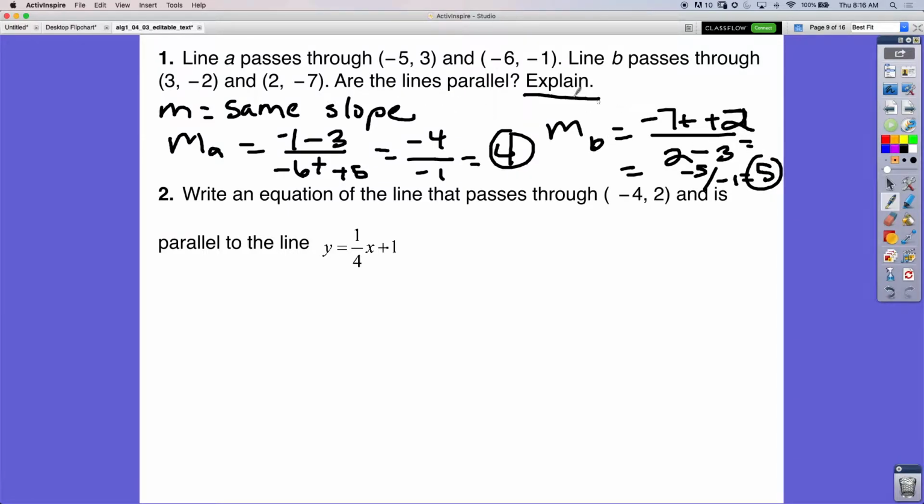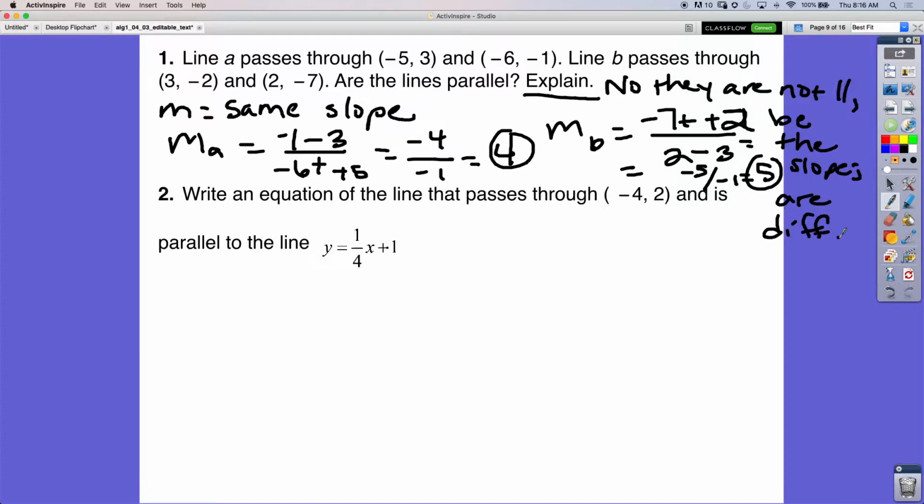No. So the way that you would say this on a test or quiz, you would say no, they are not parallel, because the slopes are different. They do not have the same slope. Okay, let's do monitoring progress 2.